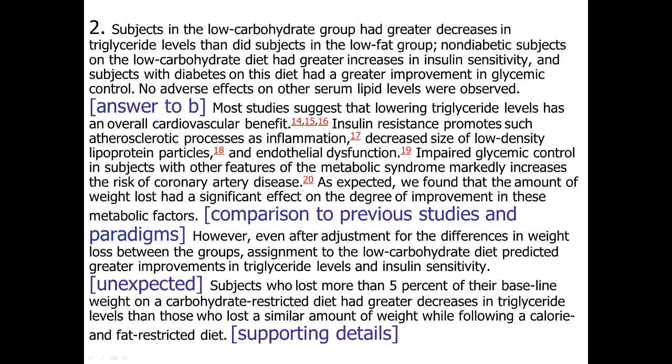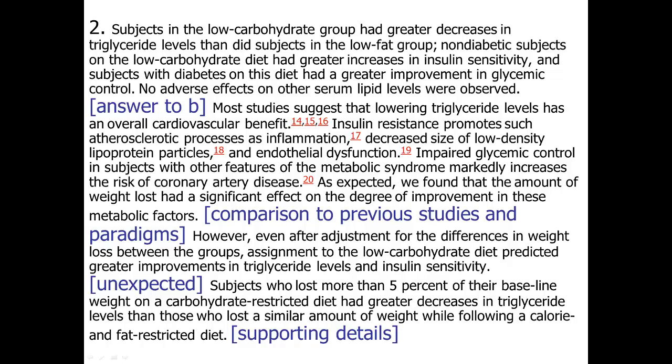And then they jump to the second paragraph. They answer that second question, which was the concern about if you eat a lot of steak and cheese, your cholesterol might skyrocket and you might have heart attacks. So they answer that question. Subjects in the low-carb group actually had greater decreases in triglyceride, that's good, than subjects in the low-fat group. They had greater increases in insulin sensitivity also, which is also good. There were no adverse effects on serum lipids, things like cholesterol. So that answers their second question. So it doesn't appear to have any bad effects in terms of cardiovascular risk.